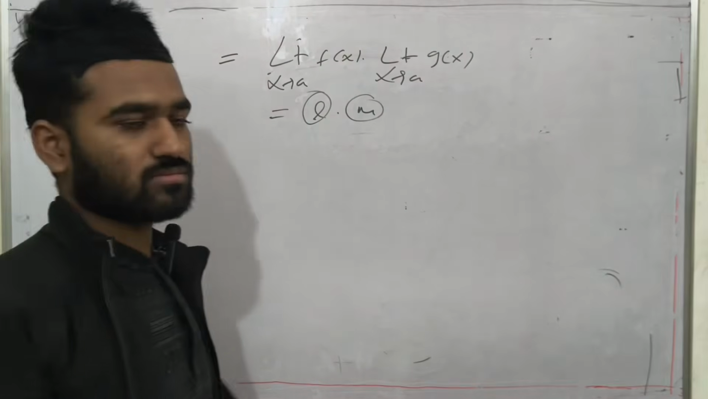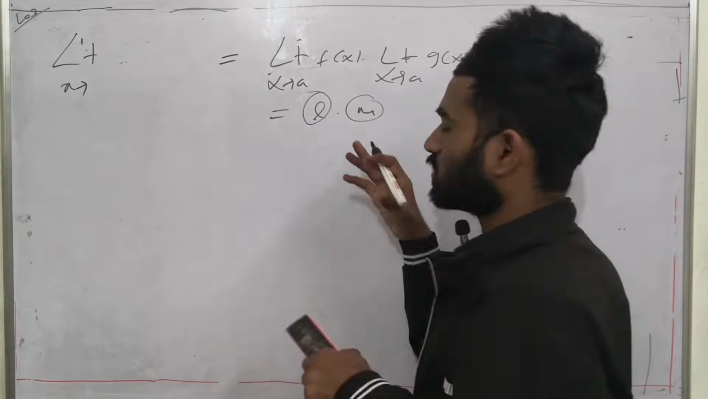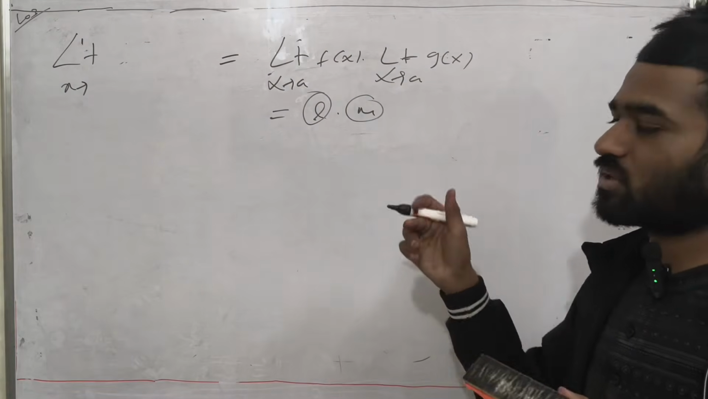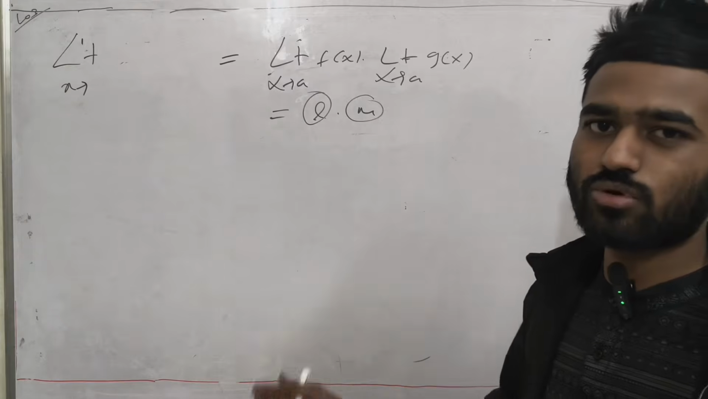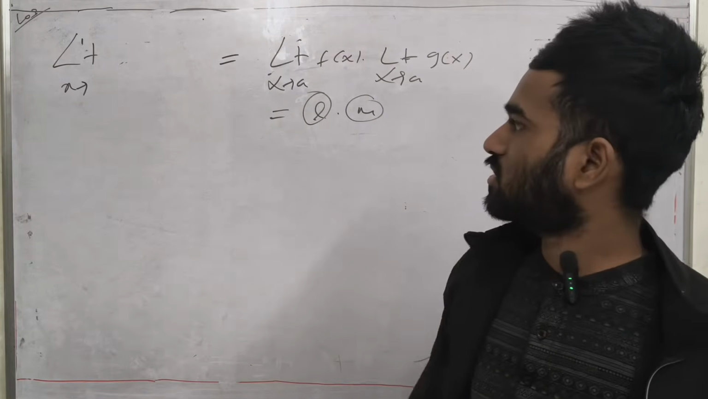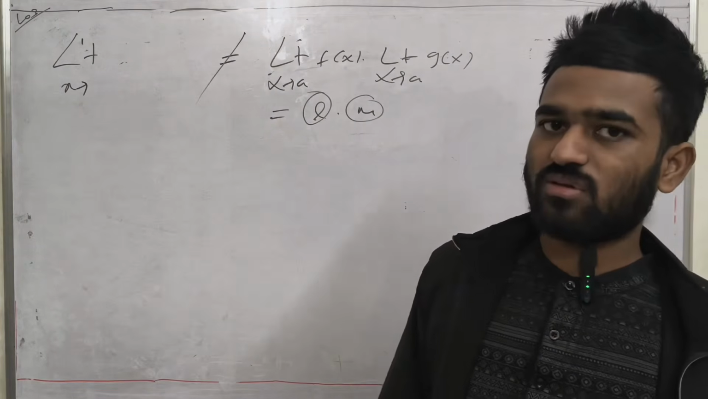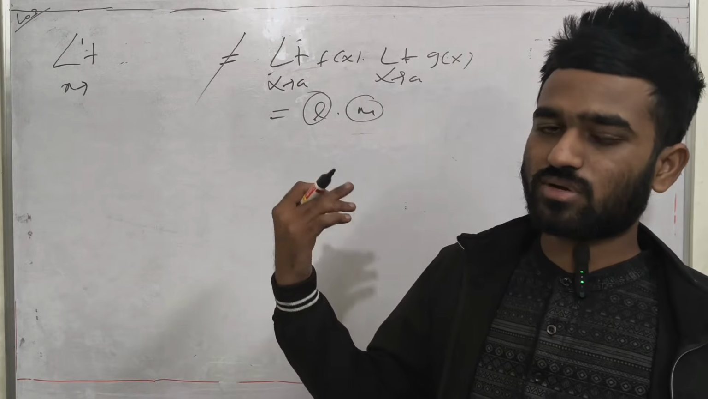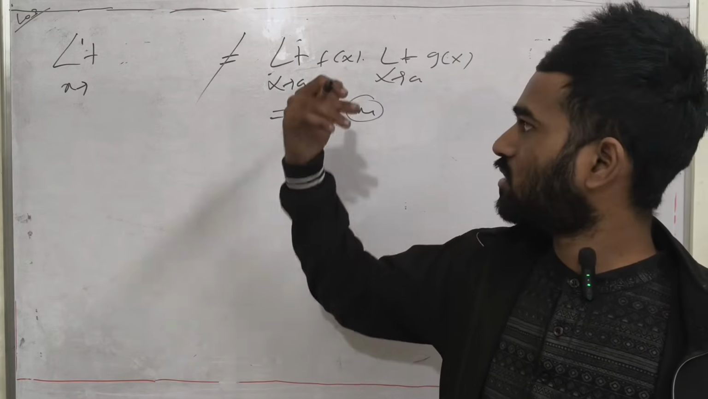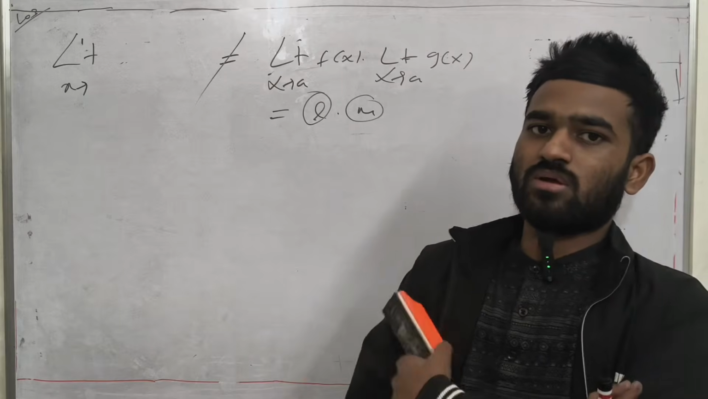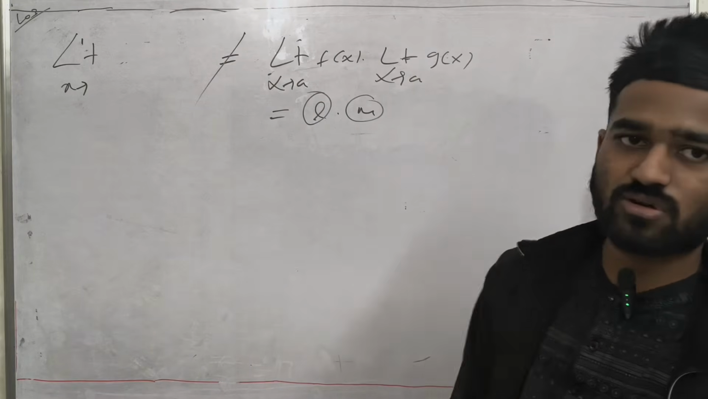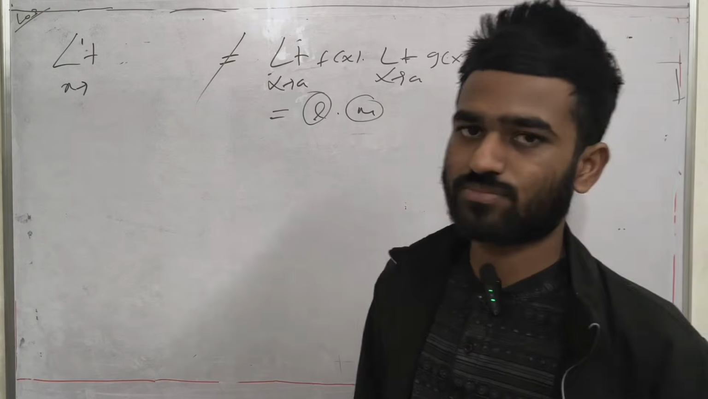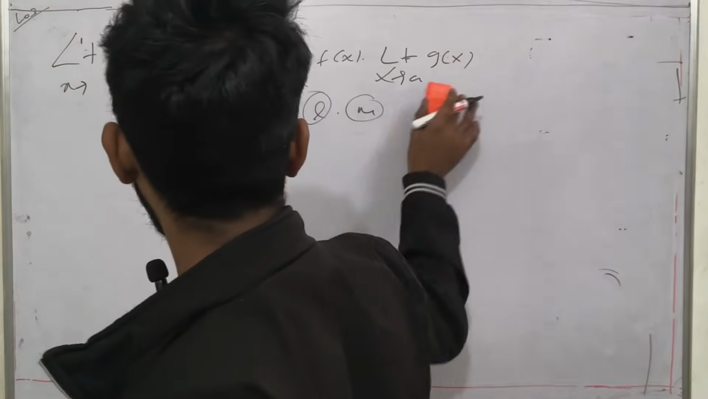For multiplying l into m, you should have a particular real number for l and m. If you don't have a single value, how will you multiply? So we can't use this formula if either l or m doesn't exist, because we saw limit x tends to a of step x didn't exist, limit x tends to a of 1 by step x also didn't exist, so we can't use this formula.